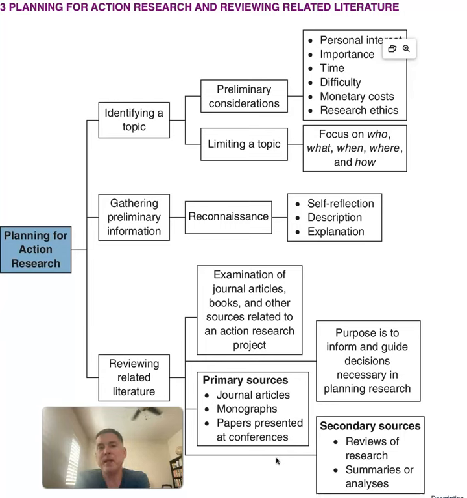We typically want to look at academic research, but you could also think of looking at blog posts or media articles, things like that, because sometimes that also gives you interesting topics or interesting perspectives on research topics.